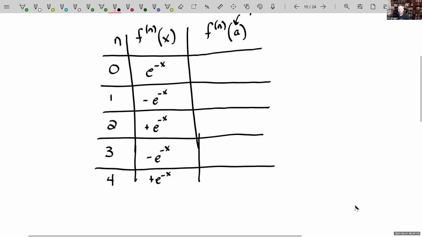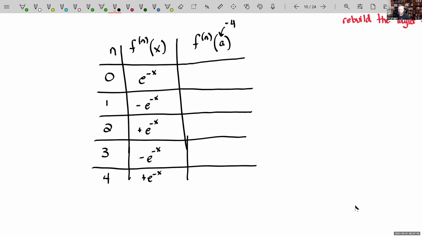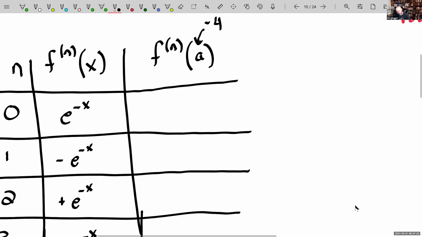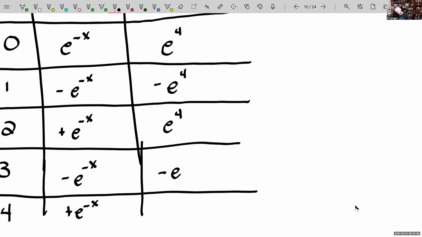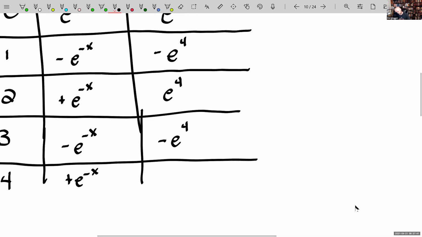Now all we need to do is evaluate each of those at the center, which is going to be negative 4 here. That'll be e to the negative negative 4. And then negative e to the negative negative 4. And then e to the negative negative 4. And a negative e to the negative negative 4. And so on and so forth.